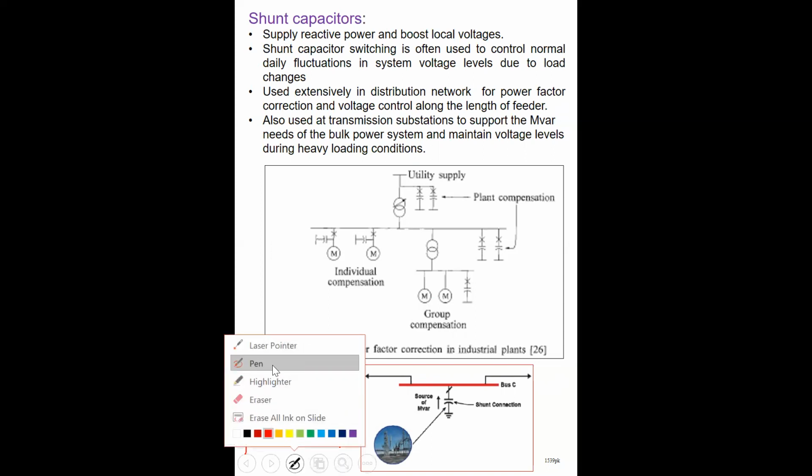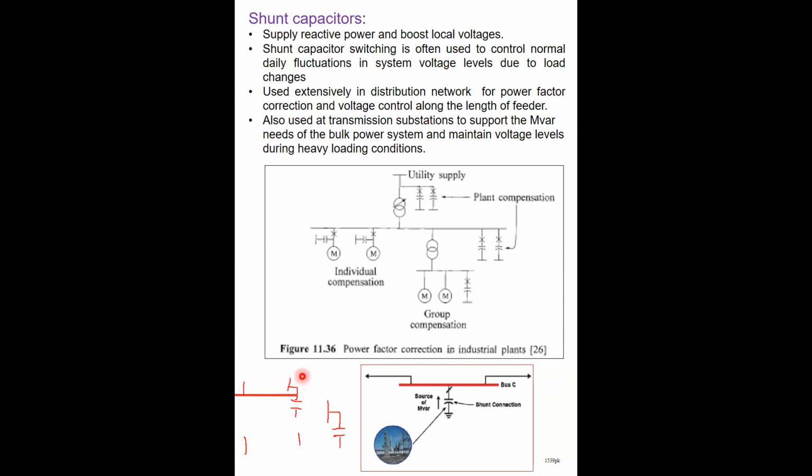Now when I say that the voltage improvement is local, it means that it will improve the voltage at this bus only. It will be difficult to achieve the improvement in the voltage at a remote end. This is what it refers to here.